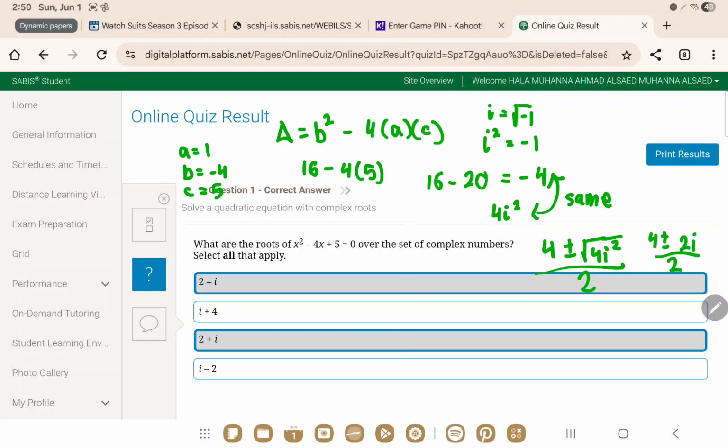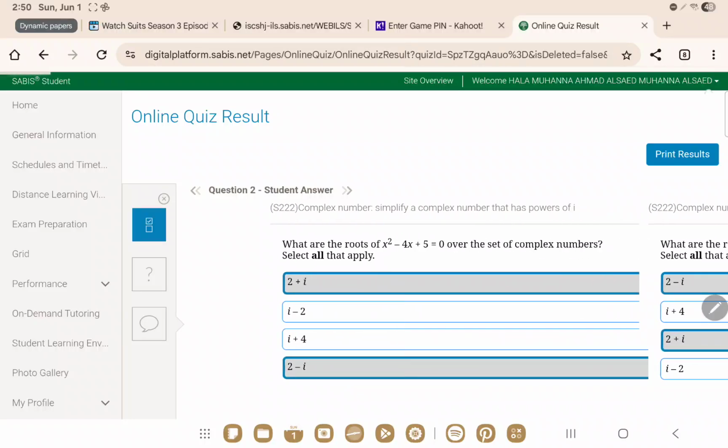Now, what can we take out of this equation from the top? We could take out 2, right? So 2 times 2 plus minus i over 2. The 2 will cancel out with the 2. We're left with 2 plus i, 2 minus i, because 2 plus minus i is these two. So these are your two answers. Now, pretty easy. Let's move on.